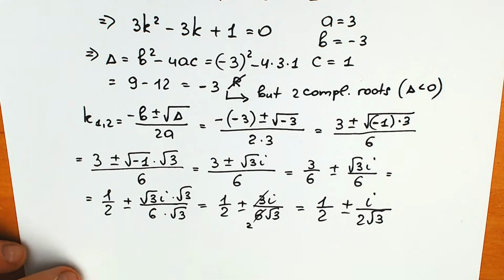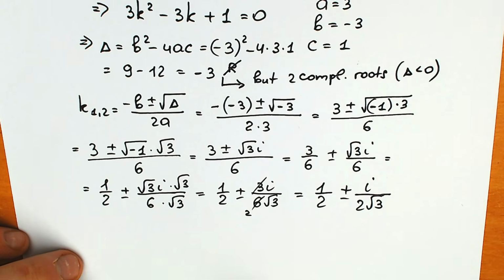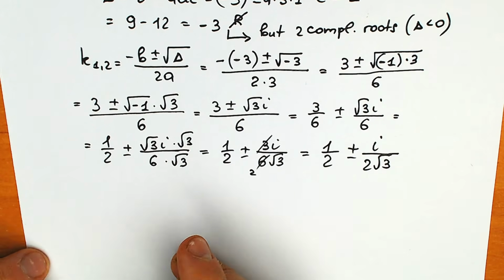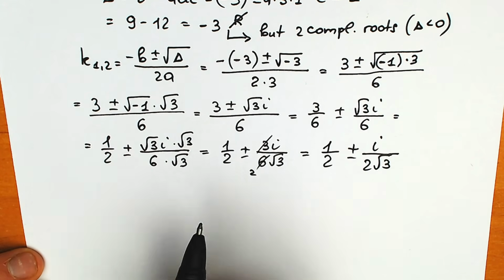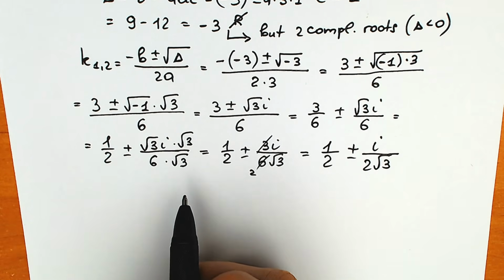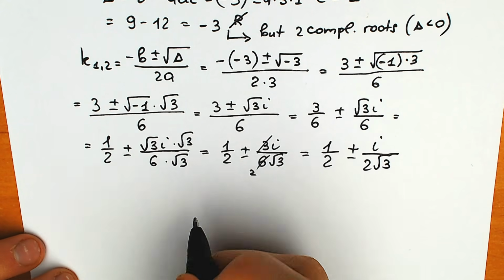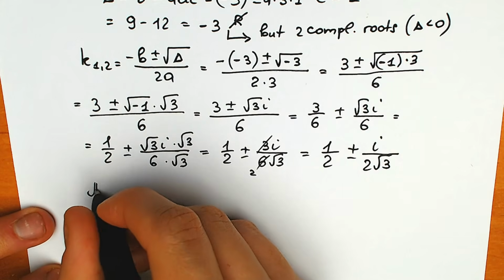As a result, in this branch we have two roots, k first and k second. So let's write our final answer to this question, and then I will explain why you didn't get a correct answer in the beginning. So that's why. Let's write it. So our answer.